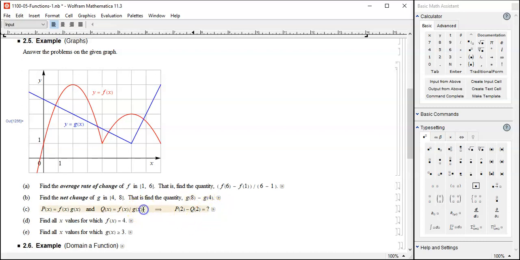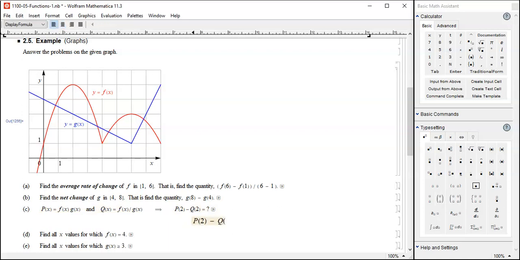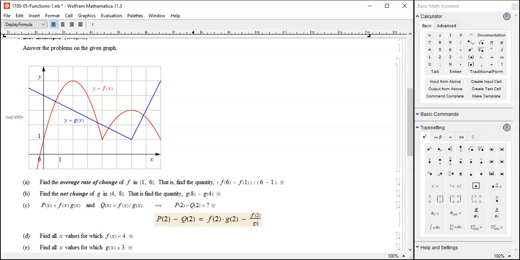This time we have some computation. P(x) is given as f(x) times g(x). Q(x) is given by f(x) divided by g(x), so product and quotient respectively. So p(2) minus q(2), okay. Don't be intimidated. p(2) minus q(2), by definition, is nothing more than f(2) times g(2) minus f(2) over g(2).